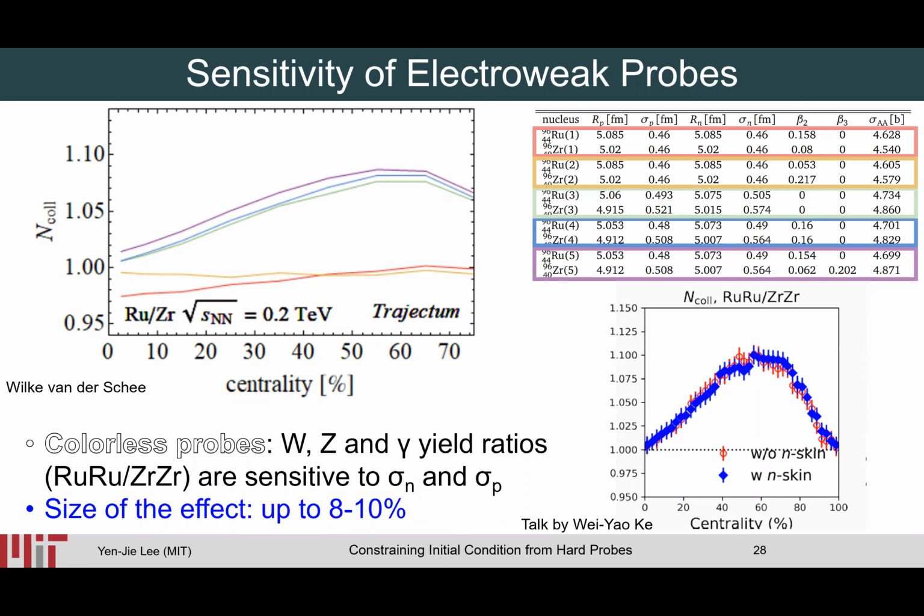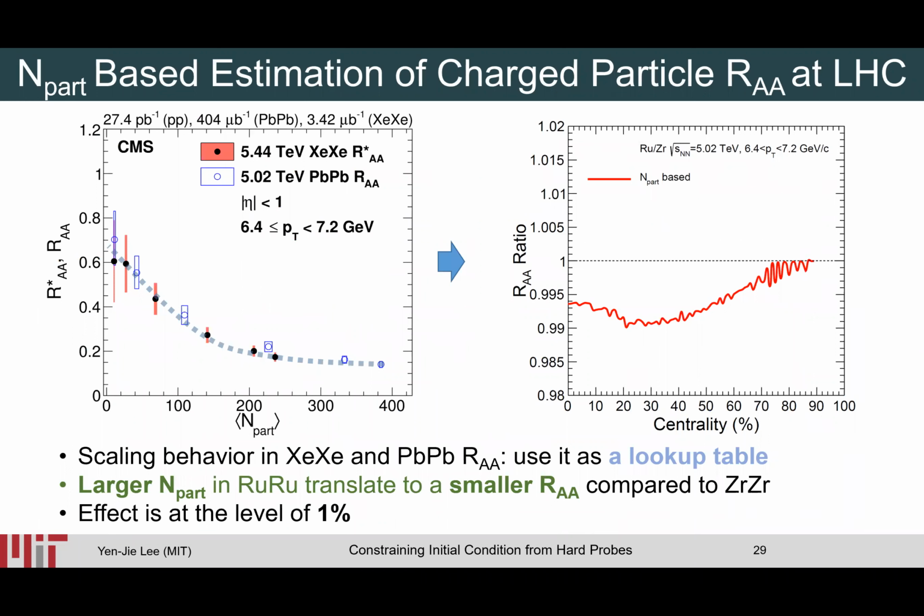So this shows us that for colorless probes, the WZ and gamma EO ratios, those are sensitive to the N_part, will be directly sensitive to the sigma_n and sigma_p variables, and the size of the effect is up to 8 to 10%. So of course, with the mindset we have given you in the first part of the talk, we were thinking about maybe we can use jet quenching and parton diffusion to figure out the difference between these two isobar nuclear structures.